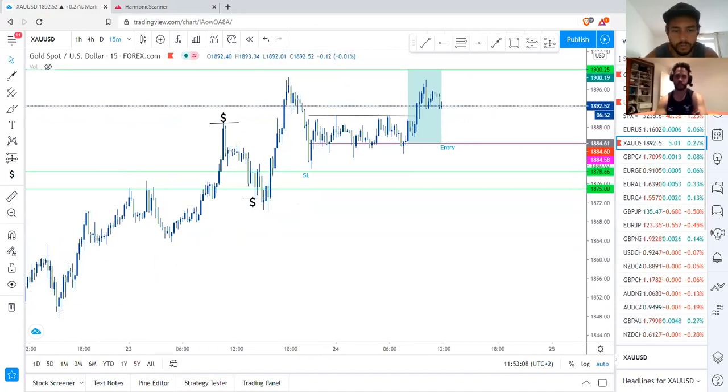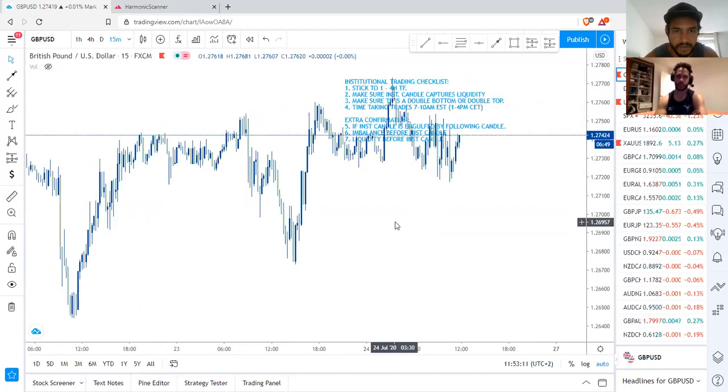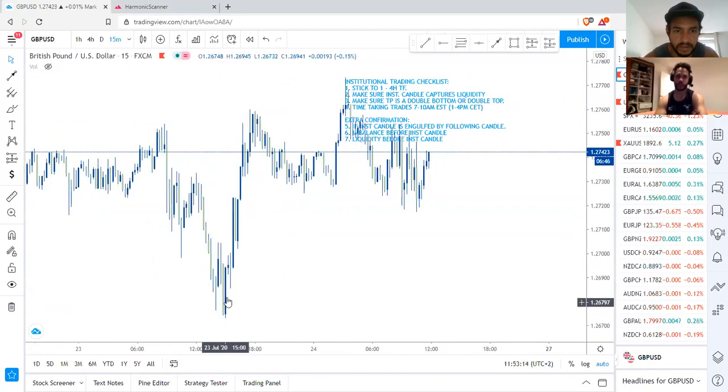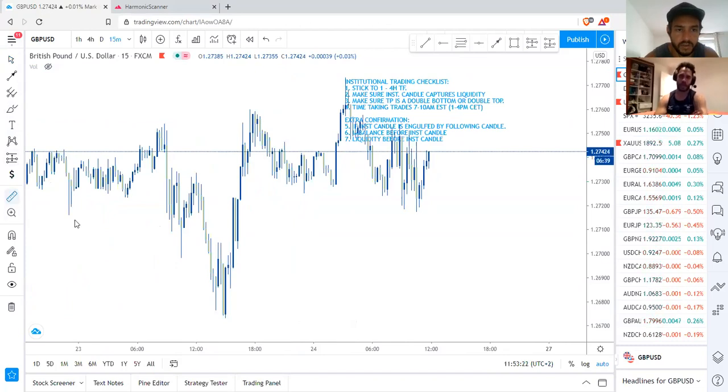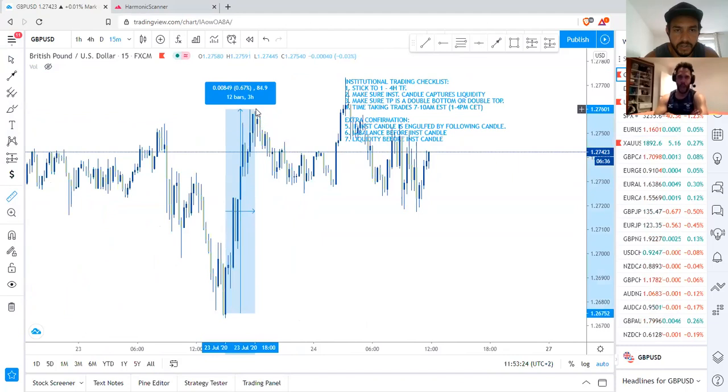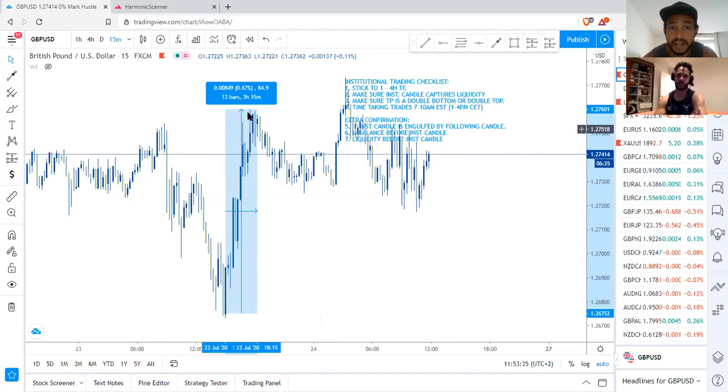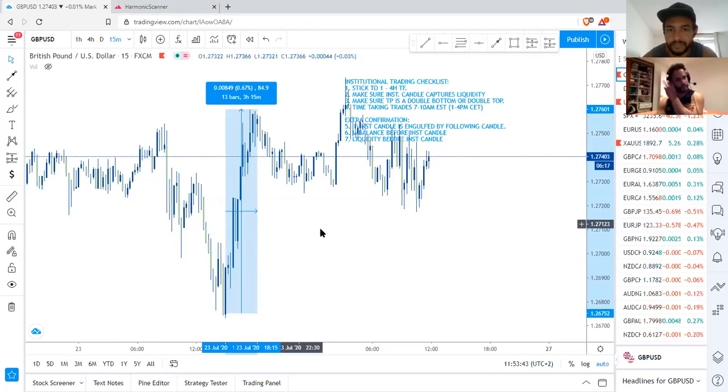Like I'll do it on a proper thing because gold's just hectic. But see this move here. Boom. Straight up. That's what you want to catch. If you can catch one of these, that's 84 pips. That's almost your weekly target, in the course of 3 hours. And then you don't have to trade anymore for the week.